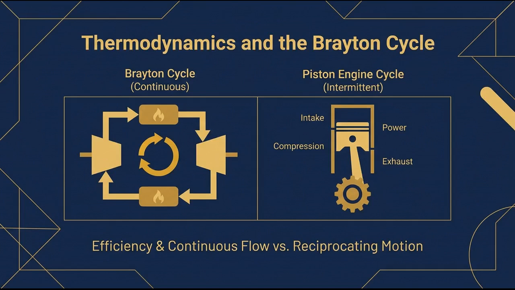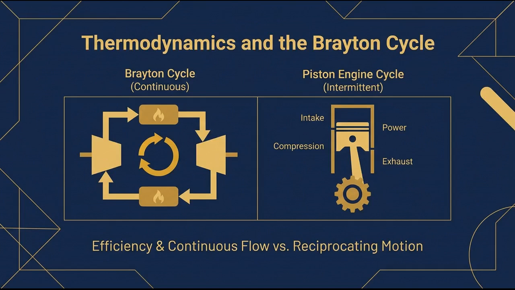Unlike a four-stroke piston engine, which performs intake, compression, combustion, and exhaust intermittently in a single cylinder, a gas turbine performs all four of these processes continuously and simultaneously in separate, dedicated components.